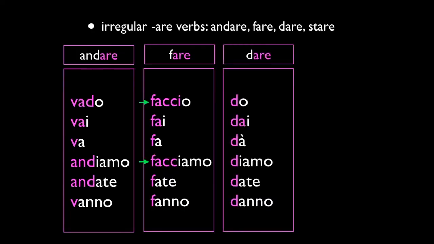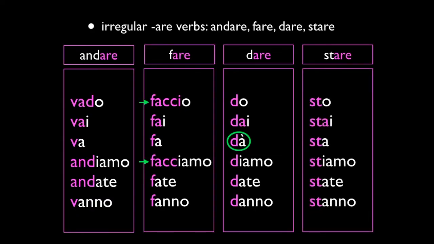Dare is the next one. That's to give. Do, dai, da, diamo, date, danno. And there, the major question mark is this A with the accent over it. And so that's the major irregularity with that. The next one is stare. And this one is fairly regular as verbs go. There's really only one major difference, and that's in the tu form there with this AI.